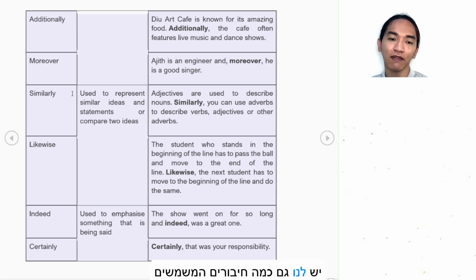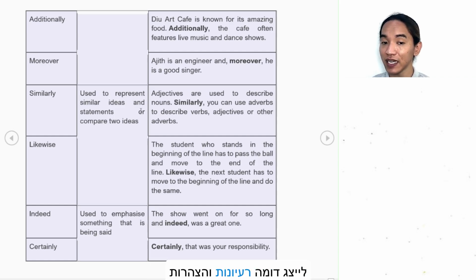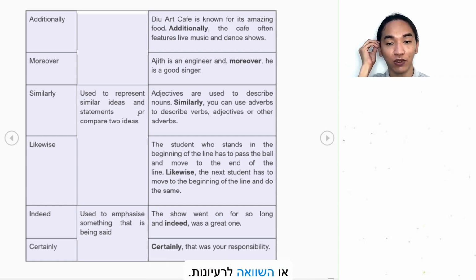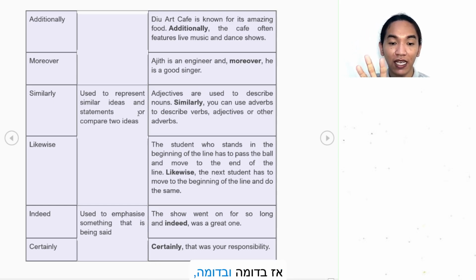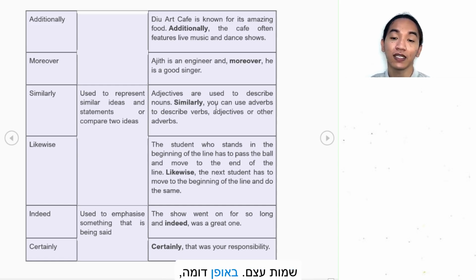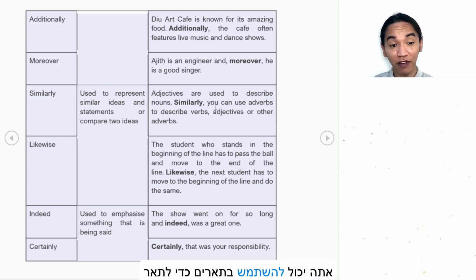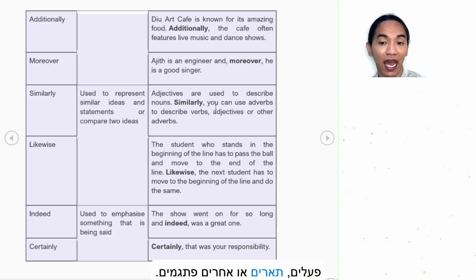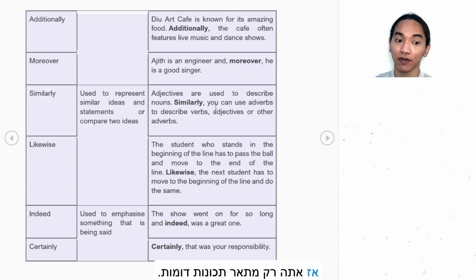Now, we also have some conjunctive adverbs used to represent similar ideas and statements or compare two ideas. So similarly and likewise. Adjectives are used to describe nouns. Similarly, you can use adverbs to describe verbs, adjectives, or other adverbs. So you're just describing similar attributes.